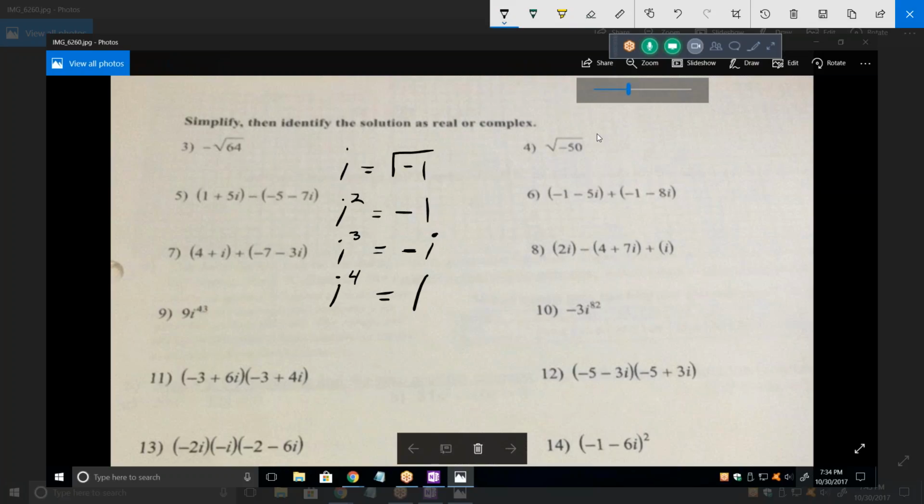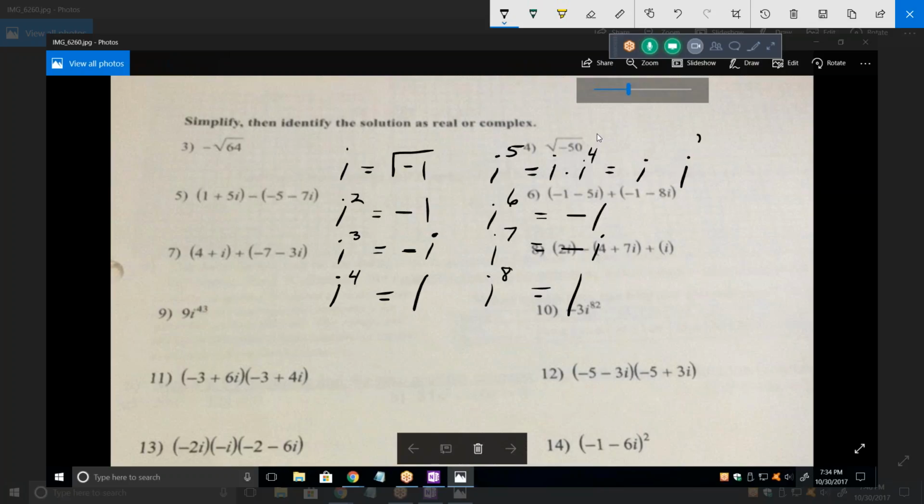Now, all right. i to the fifth happens to be i times i to the fourth, right? Well, i to the fourth is 1. So i to the fifth is just i. i to the sixth is the same as i squared. i to the seventh is the same as i cubed, and so forth and so on. Every time we have a power that is divisible by 4, it's going to be 1.